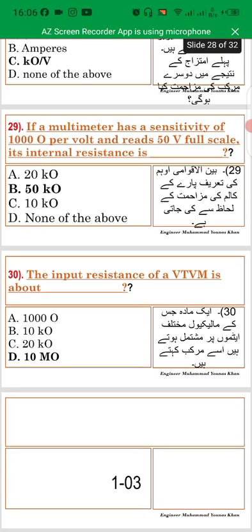If a multimeter has sensitivity of 1000 ohm per volt and its 50 volt full scale, its internal resistance is 50 kilo ohm. The input resistance of a VTVM is about 10 mega ohm.